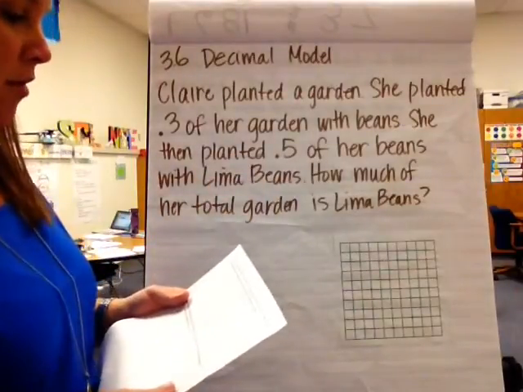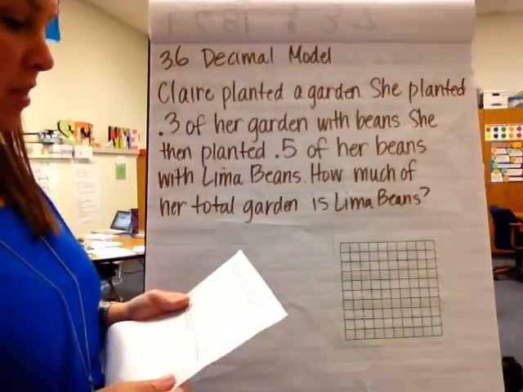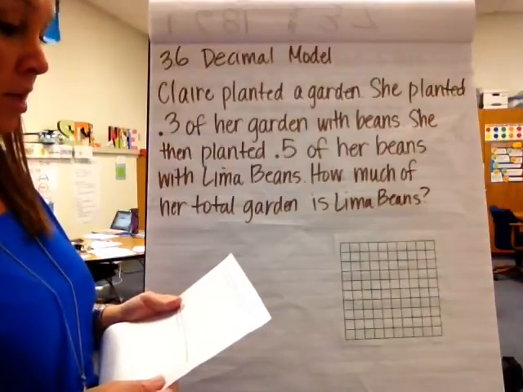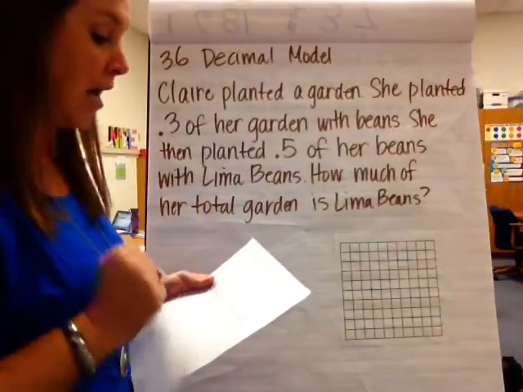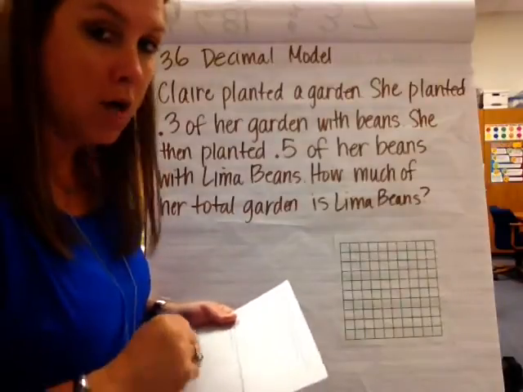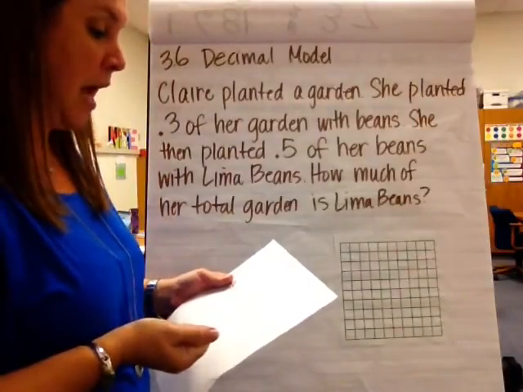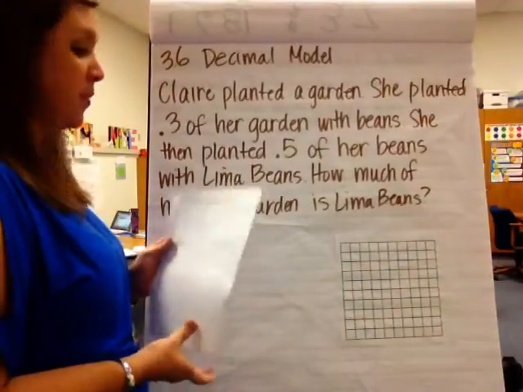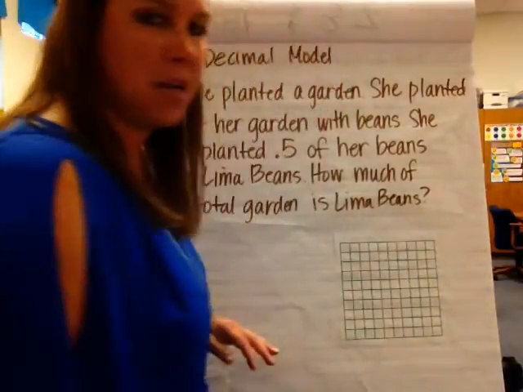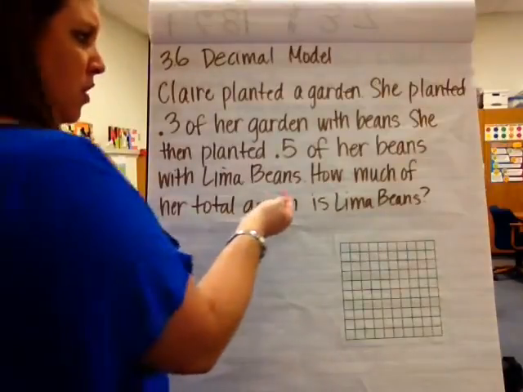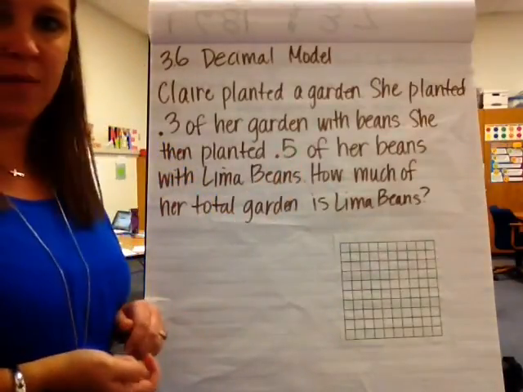All right, Claire planted a garden. She planted 3/10 of her garden with beans. Then she planted 5/10 of her bean section with lima beans. How much of her total garden is lima beans? So you're thinking, well, 5/10 is her lima beans.